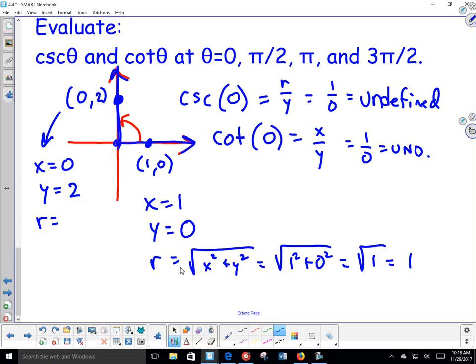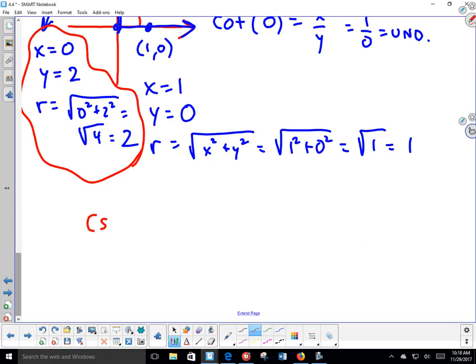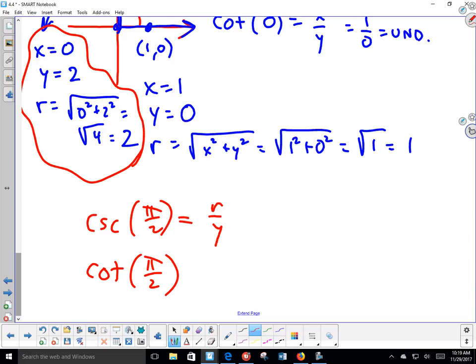Would it be 2? Square root of 0 squared plus 2 squared, that's square root of 4, which is 2, right? And so if that is the case, this is what we're using, and now we want to find cosecant of pi over 2 and cotangent of pi over 2. Again, cosecant formula is r over y, is that correct? Yep. Cotangent is x over y. So can you help me out here with these, Grace K?